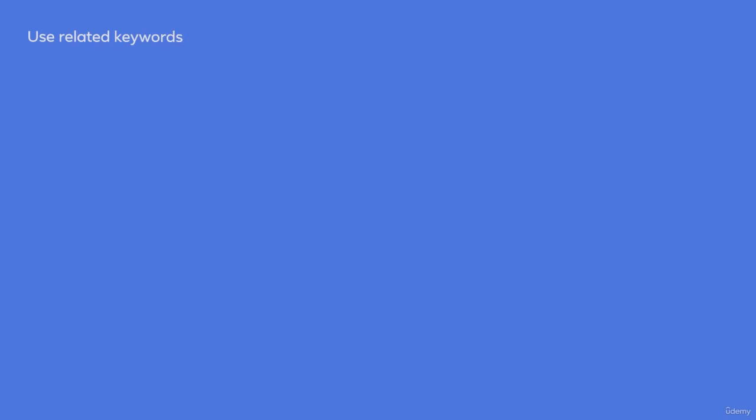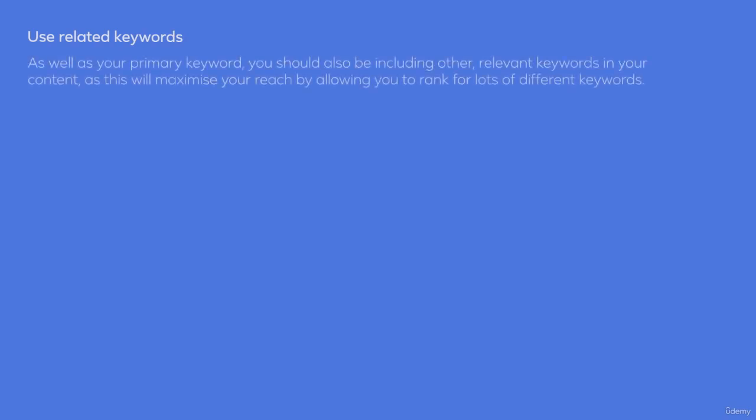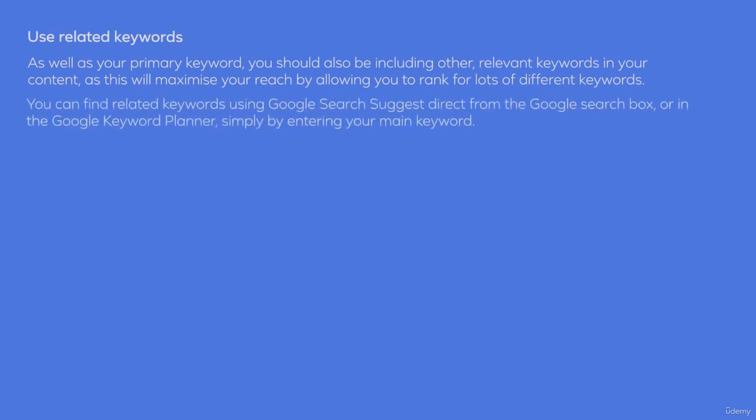Use related keywords. As well as your primary keyword, you should also be including other relevant keywords in your content, as this will maximize your search by allowing you to rank for lots of different keywords. You can find related keywords using Google Search Suggest direct from Google's search box or in the Google Keyword Planner, simply by entering your main keyword.